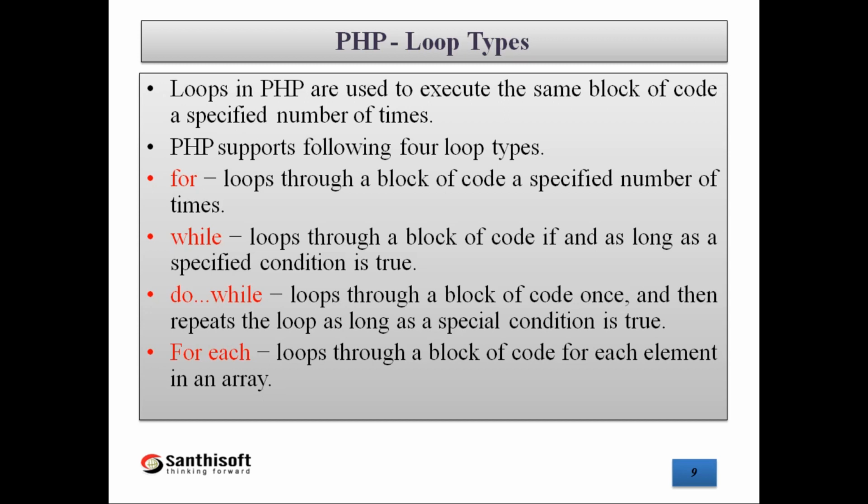The first one is the for loop: loop through a block of code a specified number of times. In the while loop, loop through a block of code as long as the specified condition is true. In do while, loop through a block of code once and then repeat the loop as long as the specified condition is true. The very important one in PHP is foreach: loop through a block of code for each element in an array.